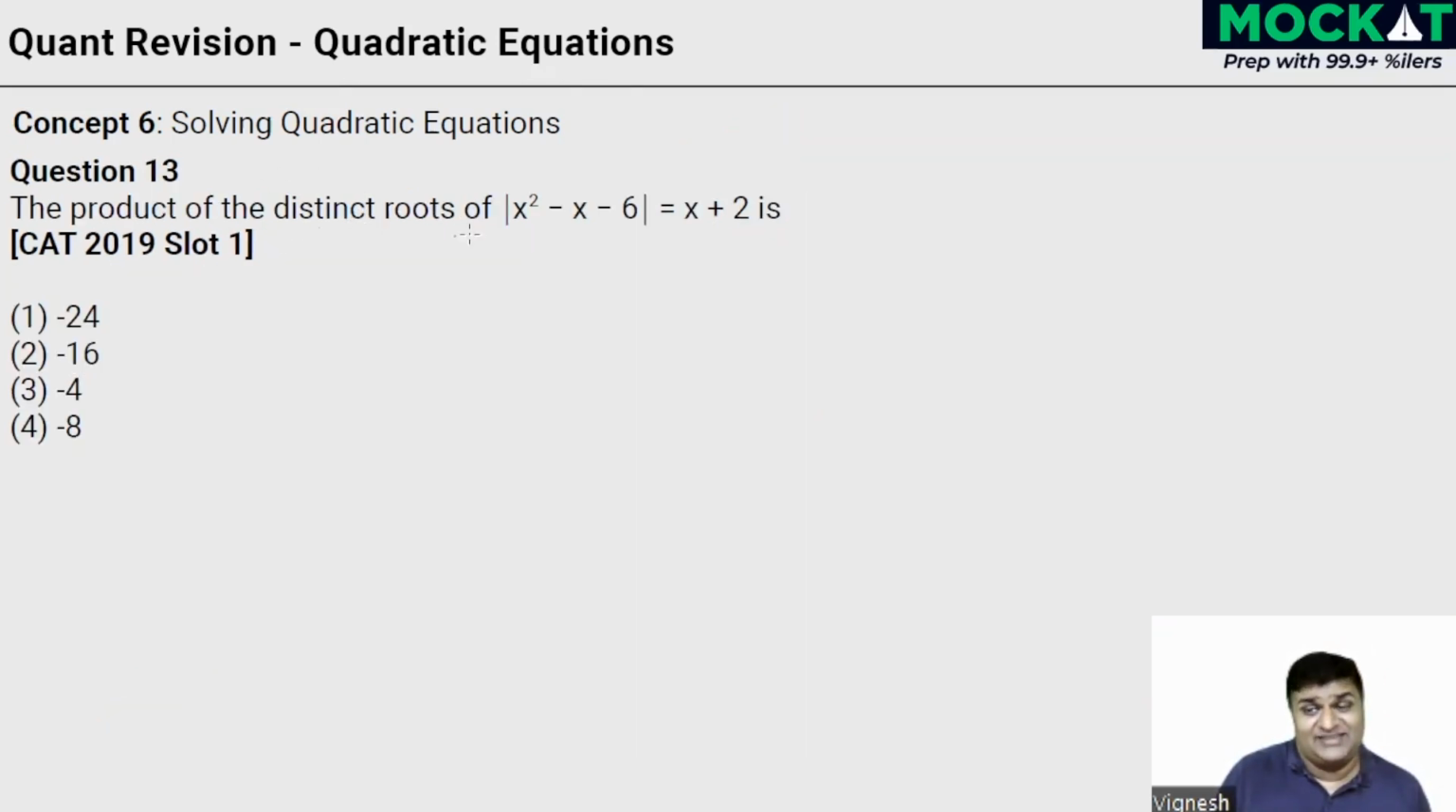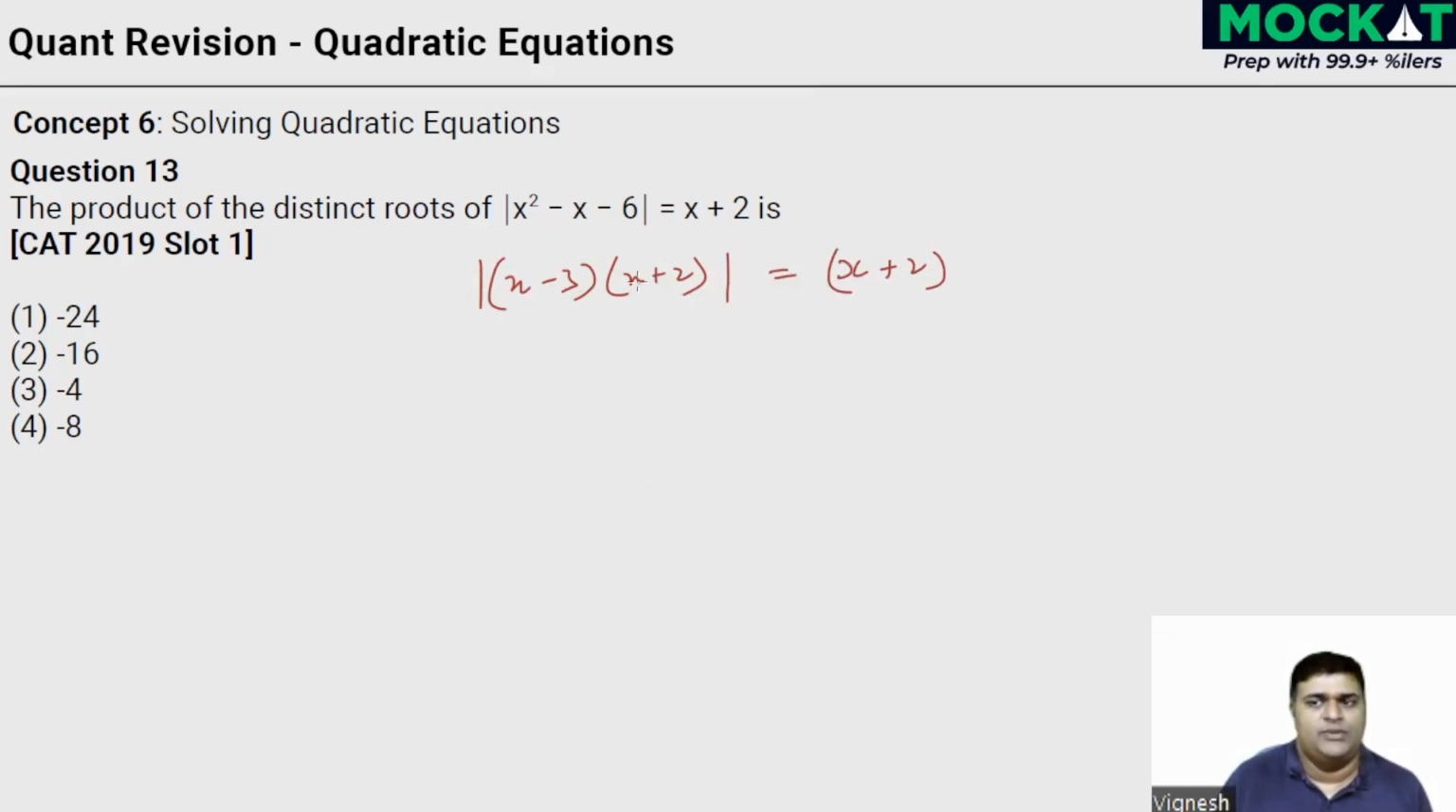Question 13. The product of the distinct roots of modulus of x square minus x minus 6 equals x plus 2. Just see if you can factorize this. So it's going to be x minus 3 into x plus 2. If you factorize this, minus 3 plus 2 is minus 1, minus 3 into 2 is minus 6. So that's modulus of this equals x plus 2 over here, right?